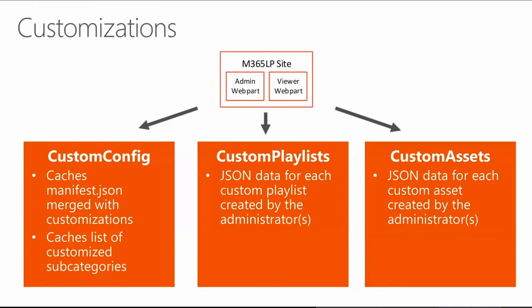Okay, so customizations is another thing that you can do. From the admin web part, there are 3 lists that are in that same Learning Pathways site: a custom config list, a custom playlist list, and a custom asset list. And basically those lists will just hold items that have bits of JSON data stored in them that help define custom playlists or point to custom assets, which would be SharePoint pages in your site, and then pulls them together and caches sort of a manifest of all the content that you have and what you've hidden and what you've shown and any custom subcategories you've created. So those customizations are stored in that manner.